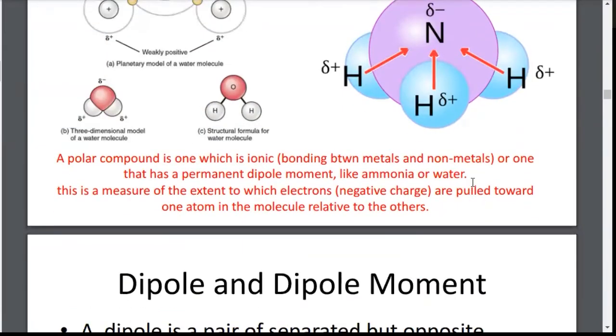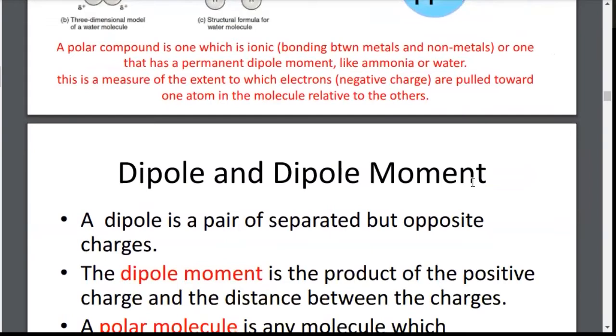So this word dipole and dipole moment. You see a lot of stuff in science. Sometimes students see these words, and it's a strange language.